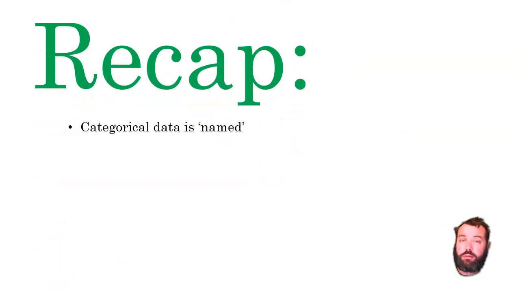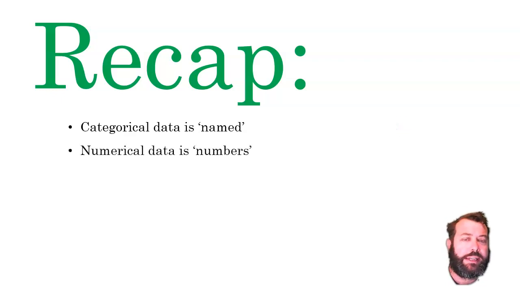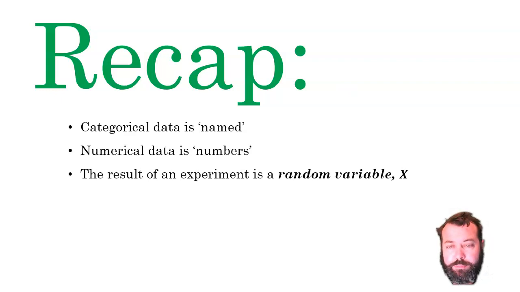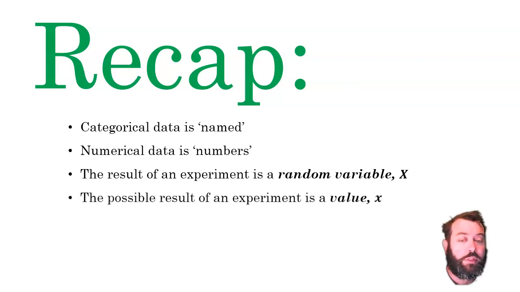So that's it. That's the language covered off for this first exercise. Categorical data is named data, like red, yellow, blue, Australia, Brazil, and Afghanistan. Numerical data are numbers, right? 1, 2, 3, 4, 5, $6.50, $7.25. They're numbers. The result of an experiment we refer to as the random variable and represent it with capital X. The possible result of an experiment, those possible results, not what happened, but what could be, are values, and we use a lowercase x for those. Tricky. Come together as we do more examples.